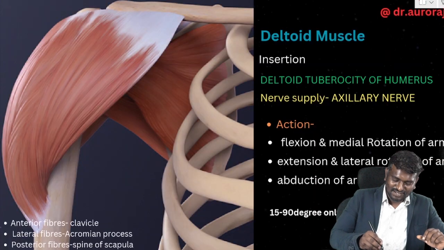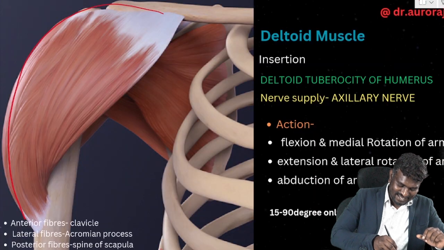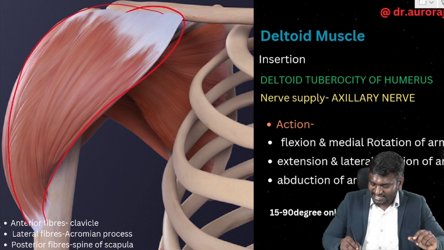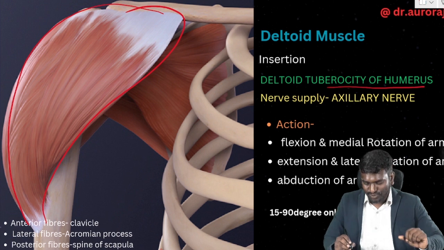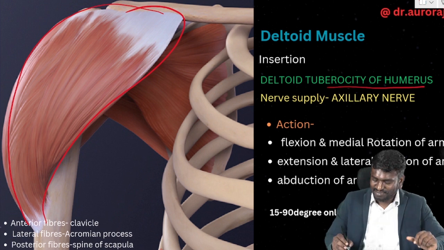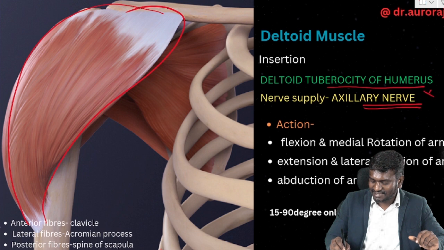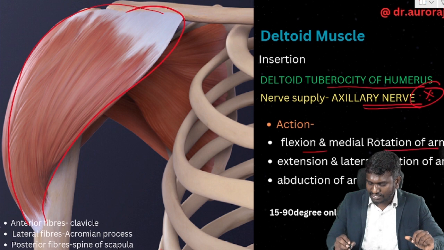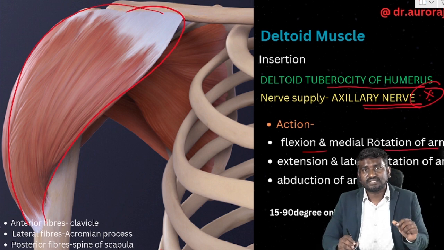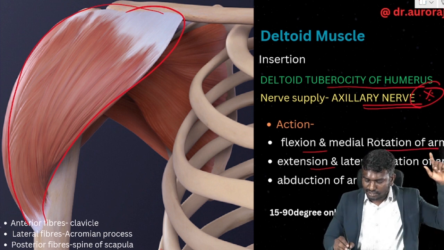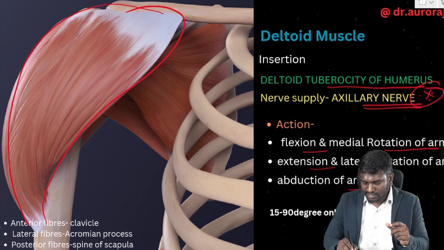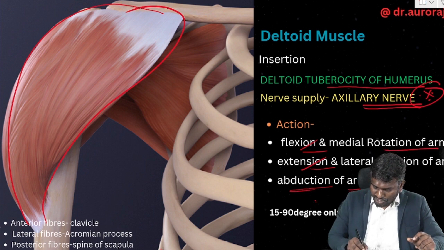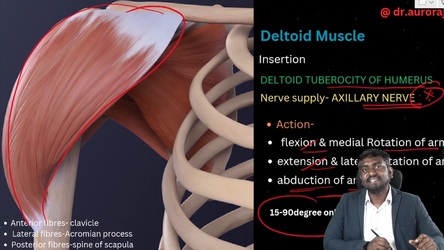This beautiful muscle right over here is called the deltoid muscle. Yes, insertion is going to be at the deltoid tuberosity of the humerus bone. Very good. Nerve supply is going to be the axillary nerve. Yes, axillary nerve. Very important. Actions are going to be flexion and medial rotation of the arm, extension and lateral rotation of the arm, and also abduction of the arm. It helps with what? 15 to 90 degrees only.